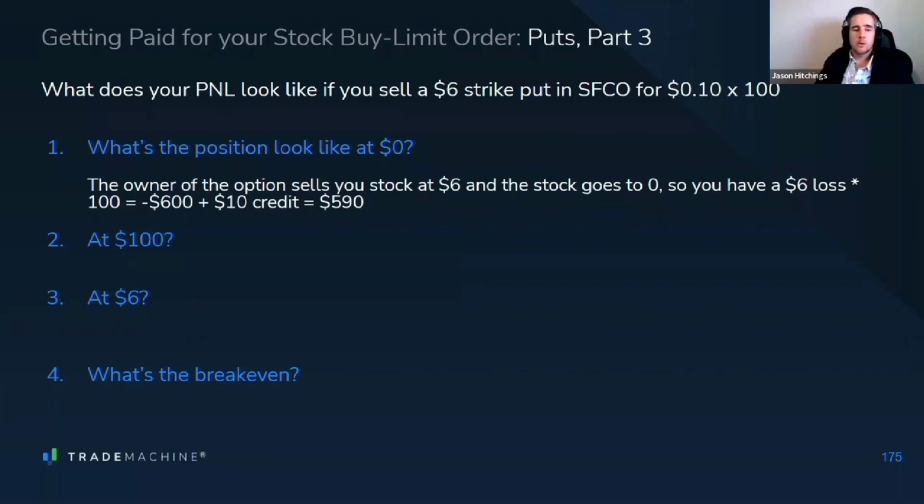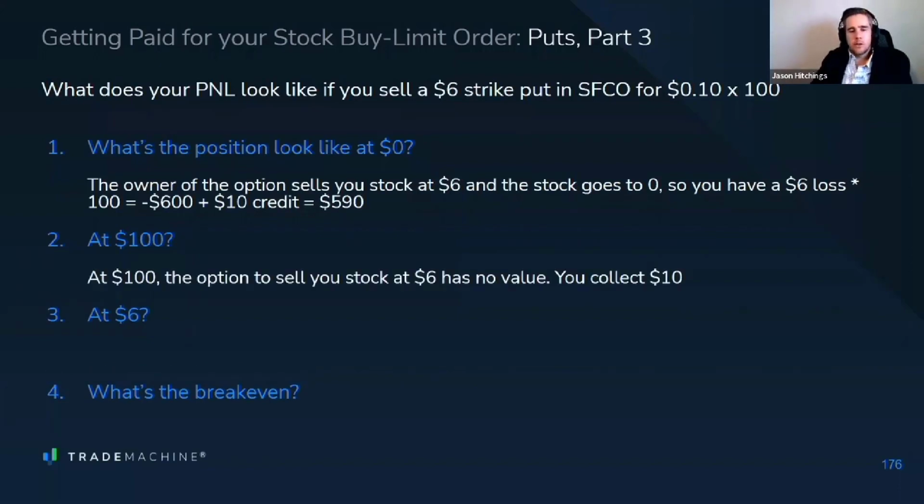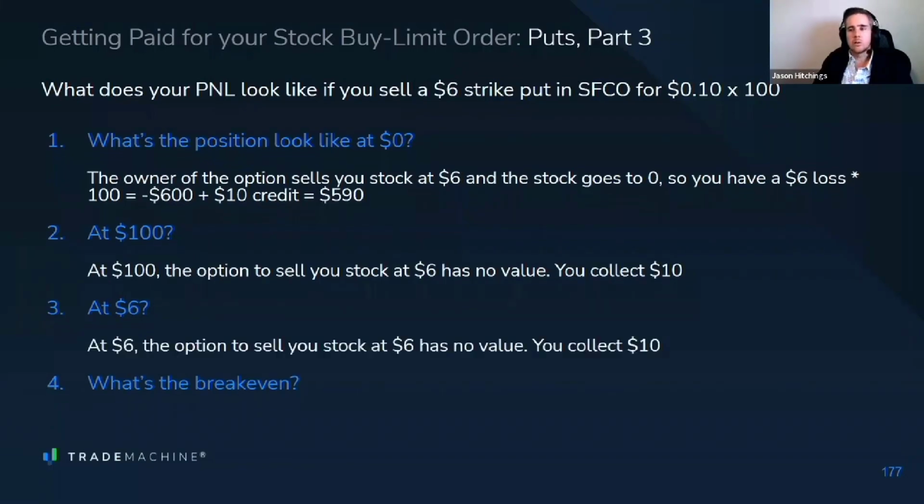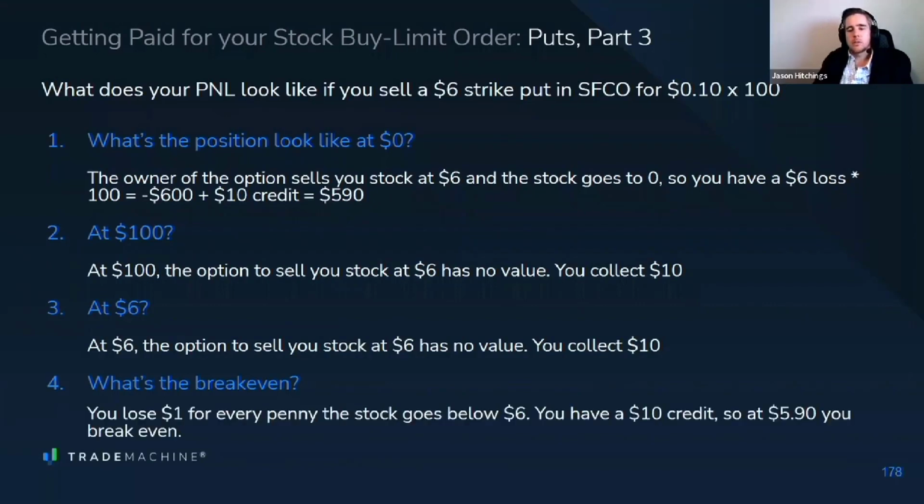If the stock goes to 100 or 100,000, then their right to sell it to you at $6 doesn't have any value. They're not going to use it, and you're just going to keep your initial 10 bucks. If the stock settles at exactly 6, it's kind of the same thing. They're not going to actually use their right to sell it to you, and so you're just going to keep your 10 bucks. In terms of the break even, every time the stock goes down a penny below 6, you're going to lose $1. And so your break even is 10 pennies below 6.